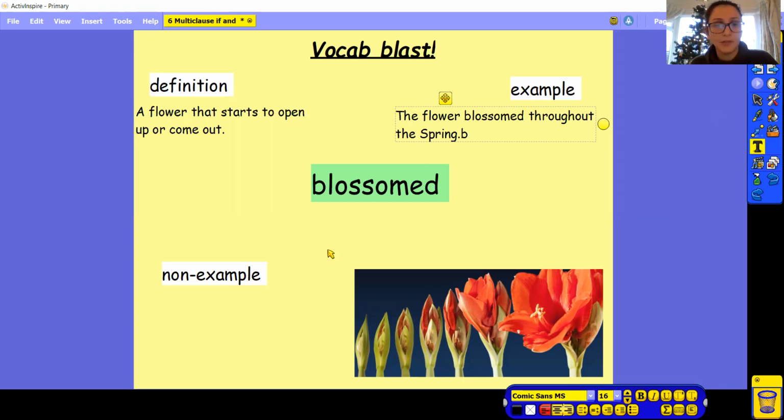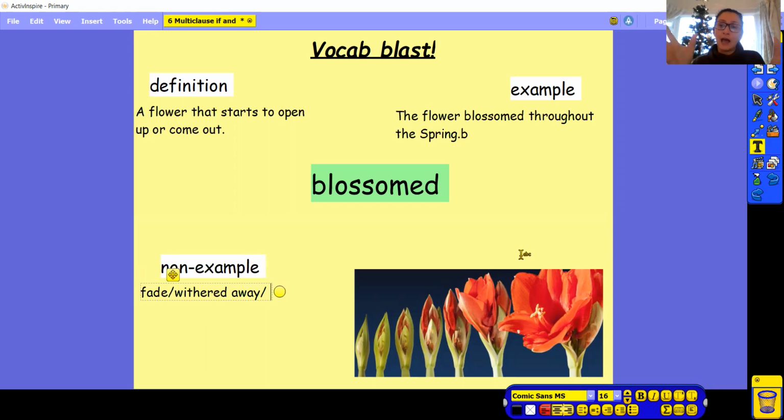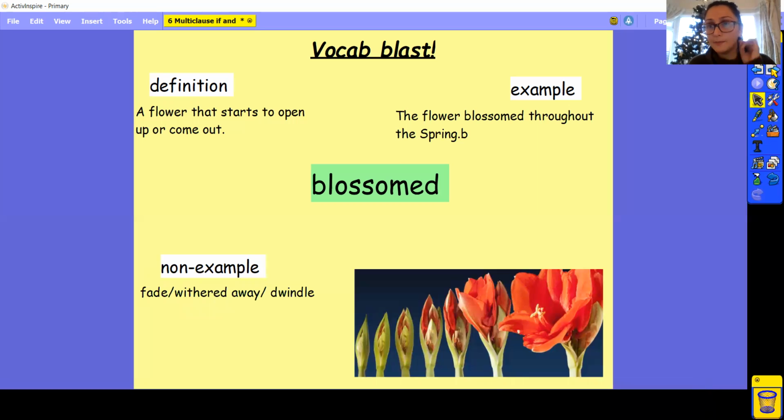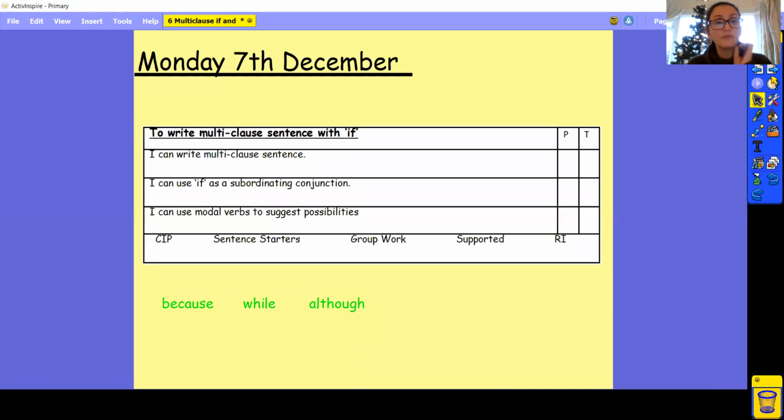And a non-example, so what would be the opposite of blossomed? What do you think? So yeah, I think something like either fade or a word like withered away. So that means to slowly close back up and to slowly die, because that's what eventually happens to flowers, isn't it? Over time they open up, they blossom, and as soon as it starts to get a bit colder, they start to wither away and dwindle. They start to die, don't they? So brilliant work there.